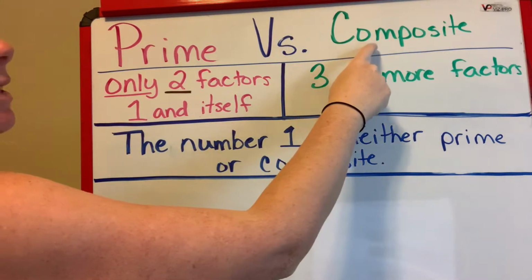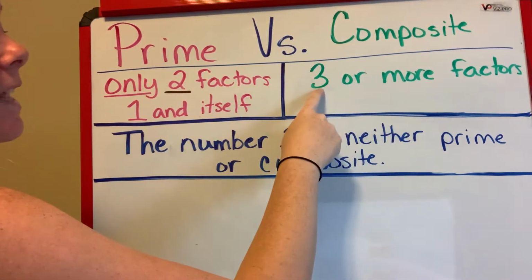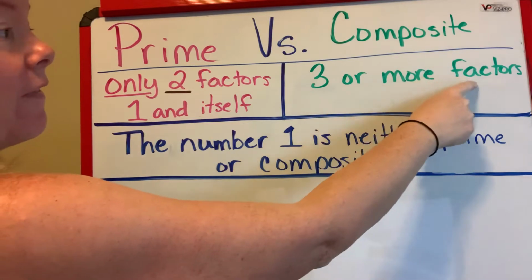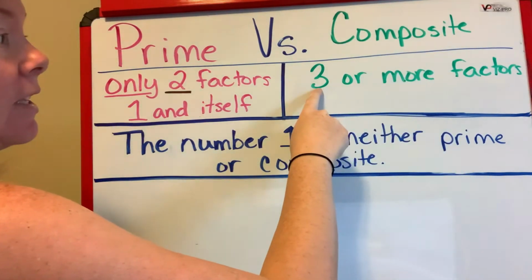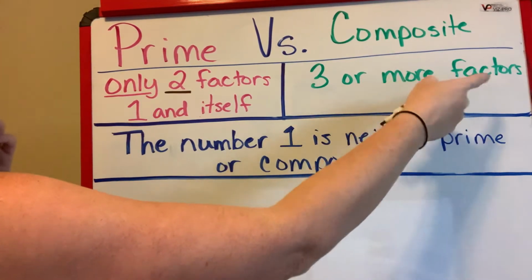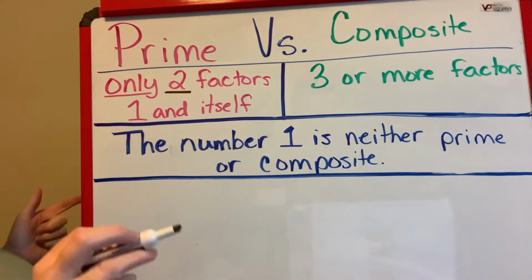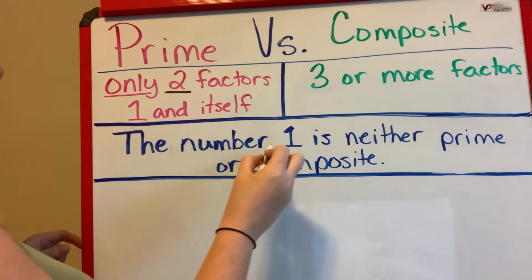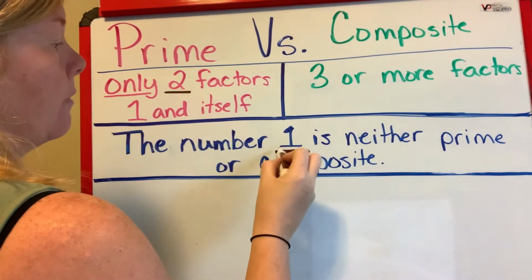If the number is considered composite, then it has 3 or more factors. So it has to have at least 3, but in some cases it will have more and many more sometimes. Now, the only number that is an exclusion to the rule is the number 1.